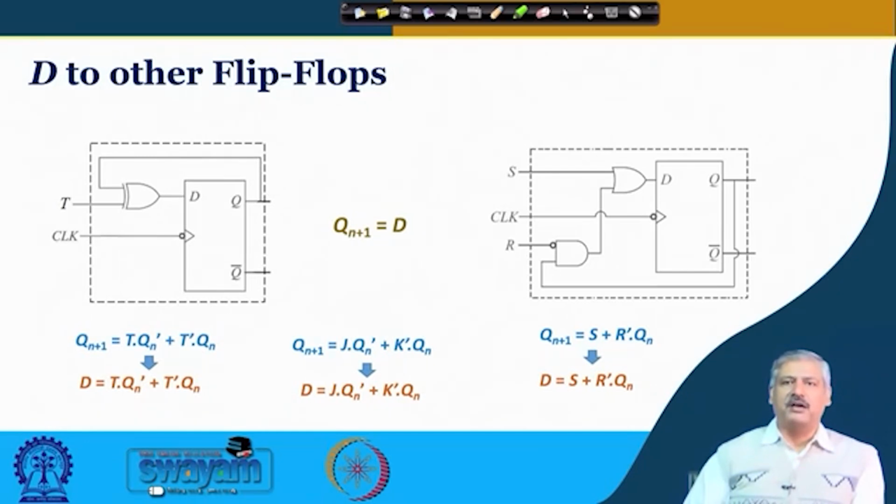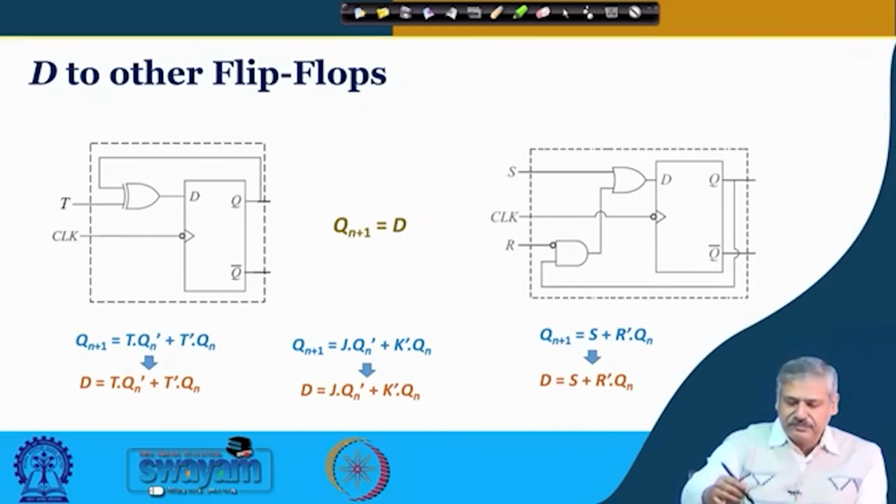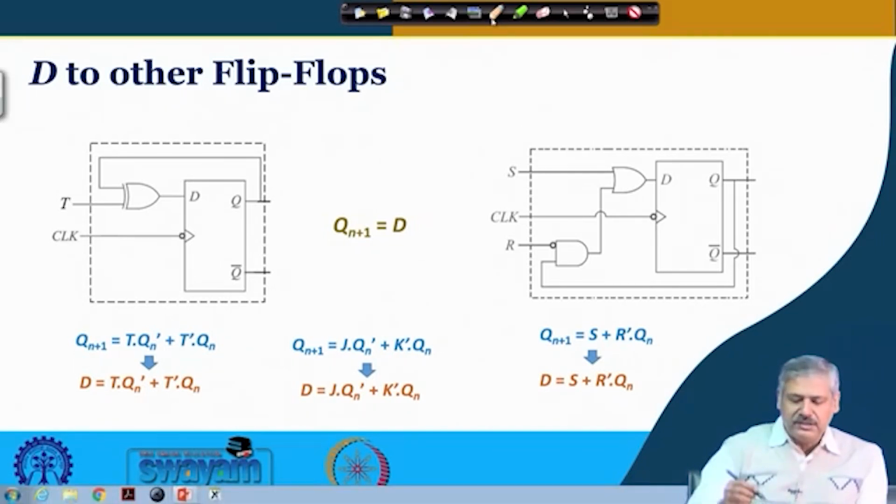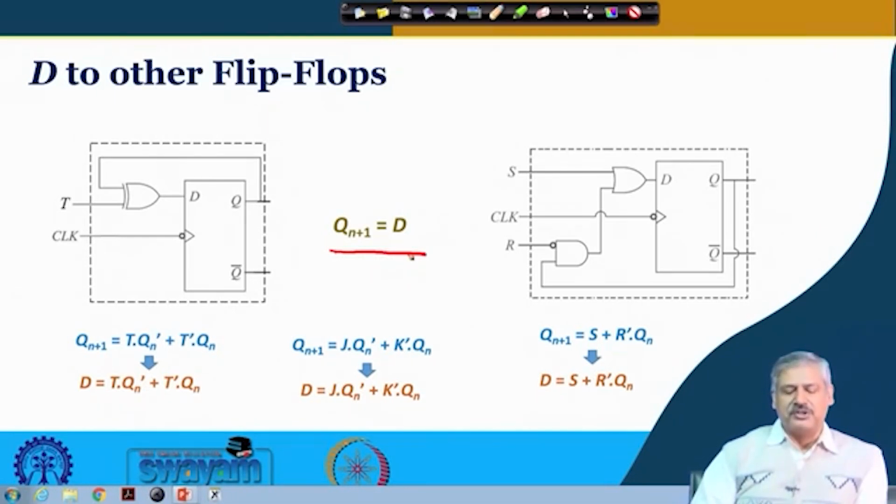So, if a D flip-flop is available with you, and you are looking for a T flip-flop made out of it, one such circuit we have seen in the analysis class in the previous class, but let us look at a formalized method. We know the characteristic equation of D flip-flop is Q n plus 1 is equal to D. So, whatever is presented at D input with the clock trigger, it goes to the output.